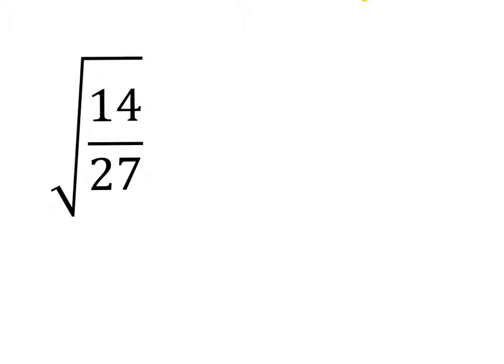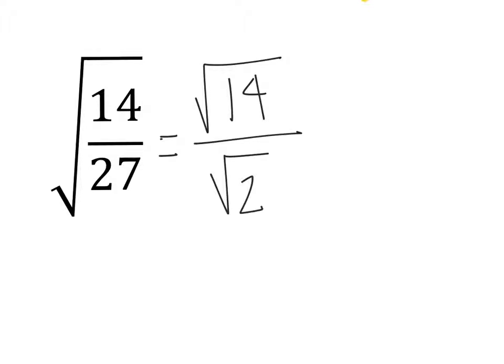Here I have a division problem. The same thing is true with division that's true with multiplication, that I can separate these out and see what I end up with. So instead of square root of 14 divided by 27, I'm going to write this as the square root of 14 divided by the square root of 27. And I'm going to prime factor these. So I'm going to do these the second way.